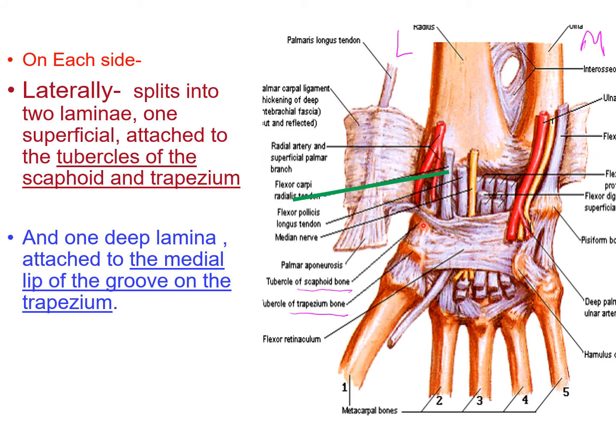The flexor retinaculum on each side presents a slip of attachment. Laterally, this is the lateral aspect, this is the medial aspect. Laterally, this flexor retinaculum splits into two laminae, one superficial which is gaining attachment onto the tubercle of scaphoid and the tubercle of trapezium. One deep lamina is attached to the medial lip of groove on the trapezium. Within this groove, the two laminae form a tunnel which is lined by synovial sheath containing the tendon of flexor carpi radialis.